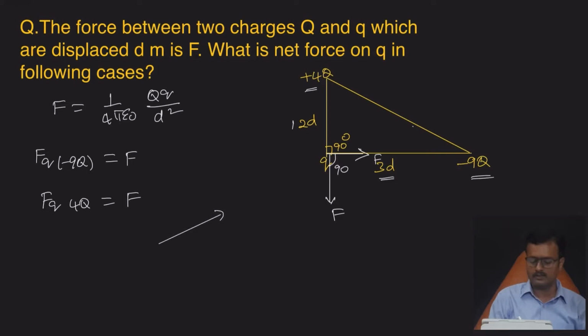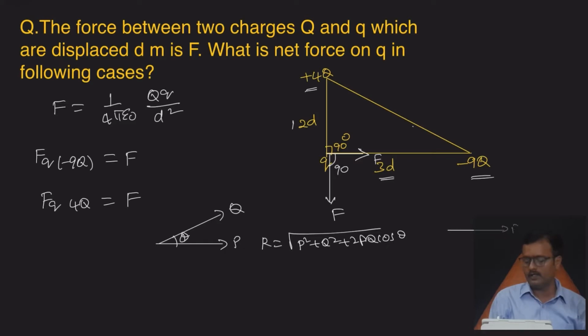Two vectors P and Q are acting with an angle theta. Then the resultant vector R is equal to square root of P square plus Q square plus 2PQ cos theta. That is one formula. Look here, now force F and another force F are two vectors making an angle of 90 degrees. So what is the resultant force?